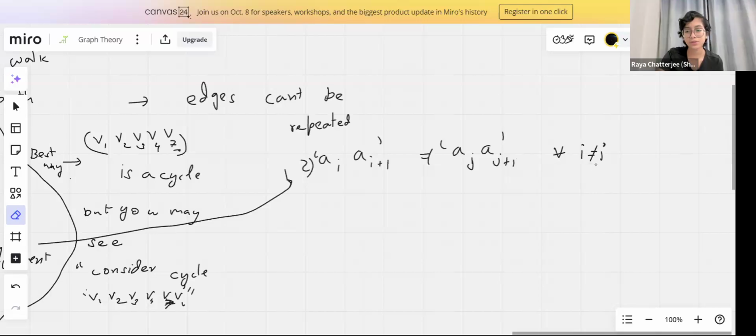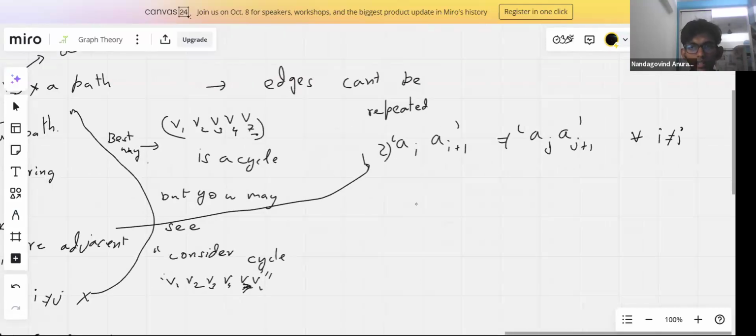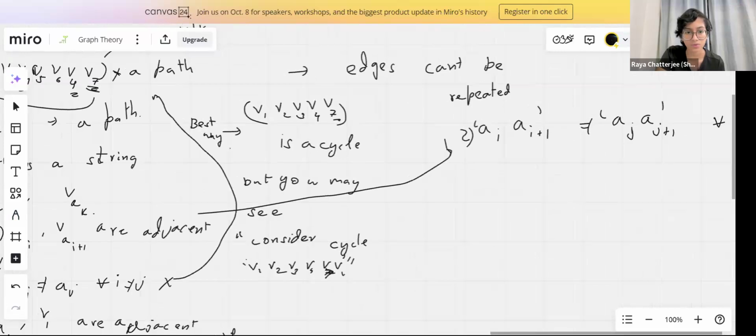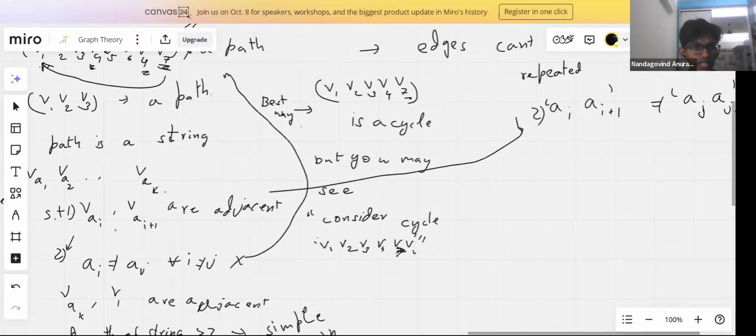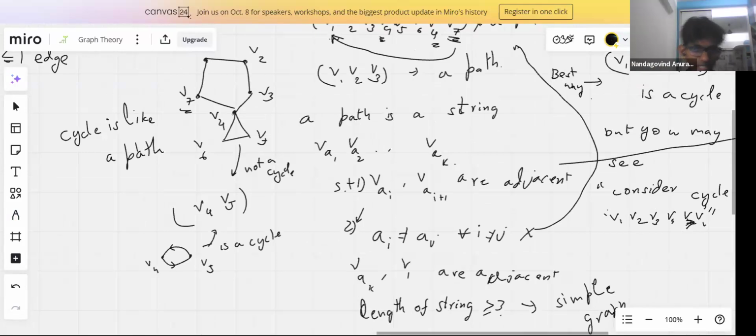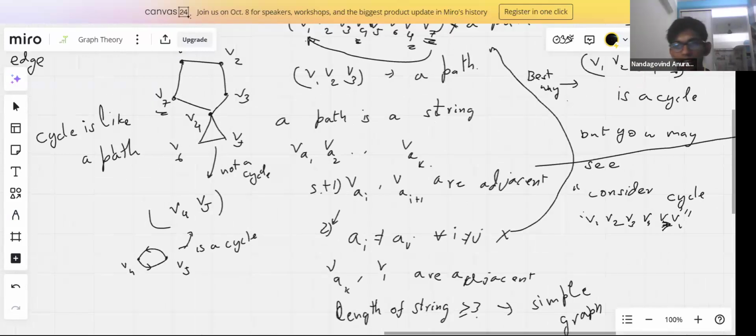In a walk, condition one and condition two must be the same thing, right? Which one is condition one here? This is condition one: V_{a_i} and V_{a_{i+1}} are adjacent. Because we only care about when they're adjacent. I don't want my walk to suddenly be V1, V3. That's bad, we don't like that.